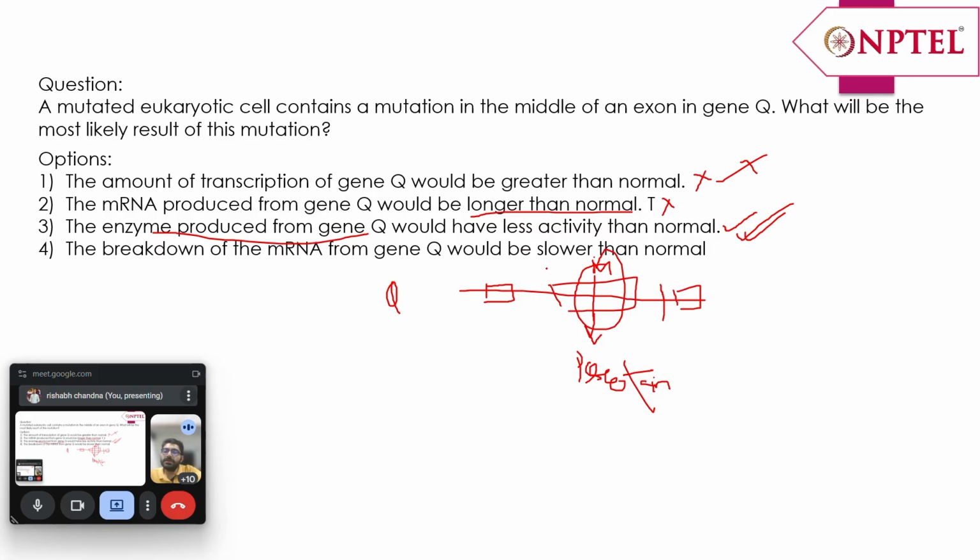Then, the breakdown of the mRNA from gene Q would be slower than normal. So this option would also be false, because for breakdown of this mRNA, there are some signals that are associated with it, and those signals are not present in the exons. Okay, so the correct answer would be option number 3. Okay, so any doubts in this particular question?